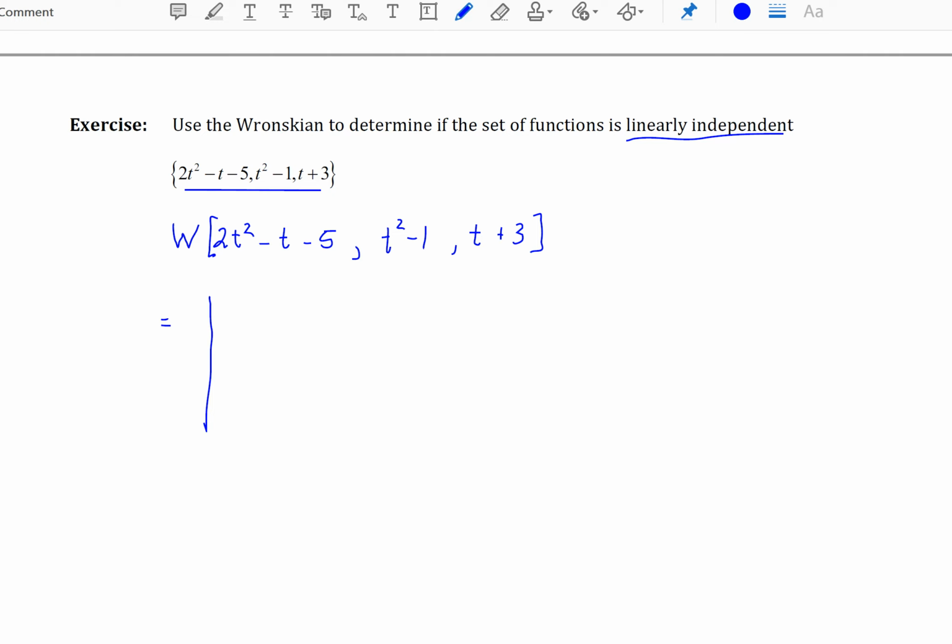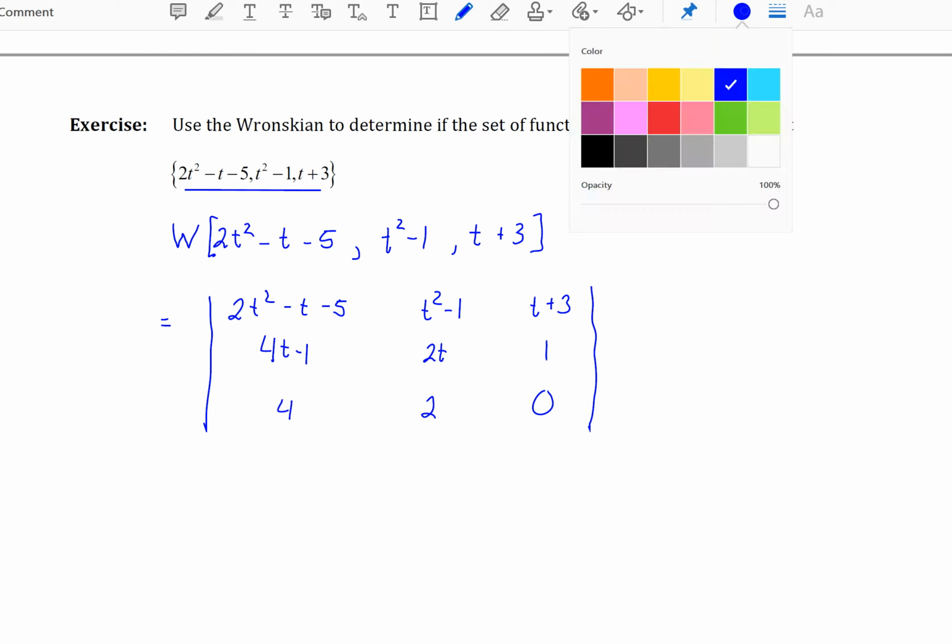As a determinant created by the first row being the given functions. And space these out a little bit so they don't get squished together. The second row is the derivative of these functions. The third row is the second derivative. And now we've created a 3 by 3 matrix that we want to find the determinant of.